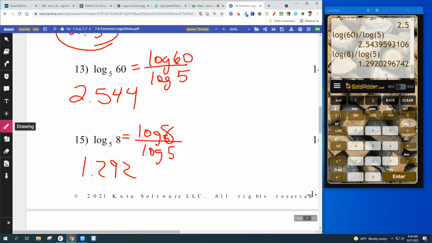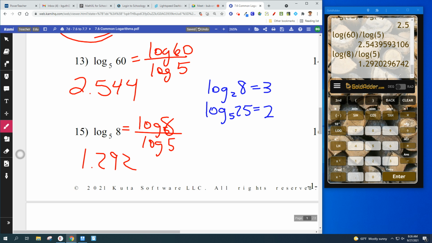Okay, check it out. What's log base 2 of 8? That's 3, right? Very good. All I'm saying is what exponent makes 8? And so sometimes you can do them in your head. If I said log base 5 of 25, what exponent makes 25? That's 2. Sometimes you can do it in your head, but when you can't, you've got the change of base formula.